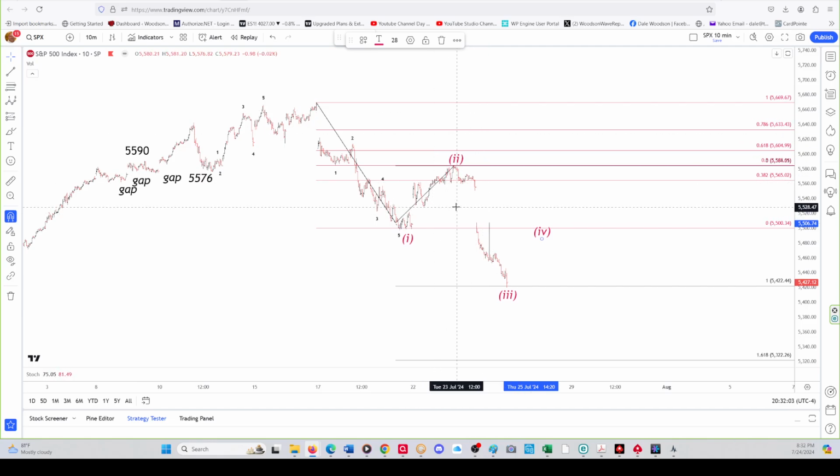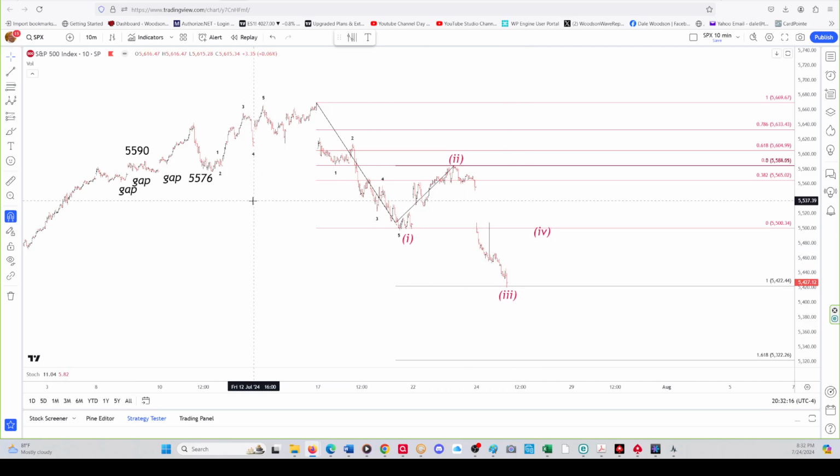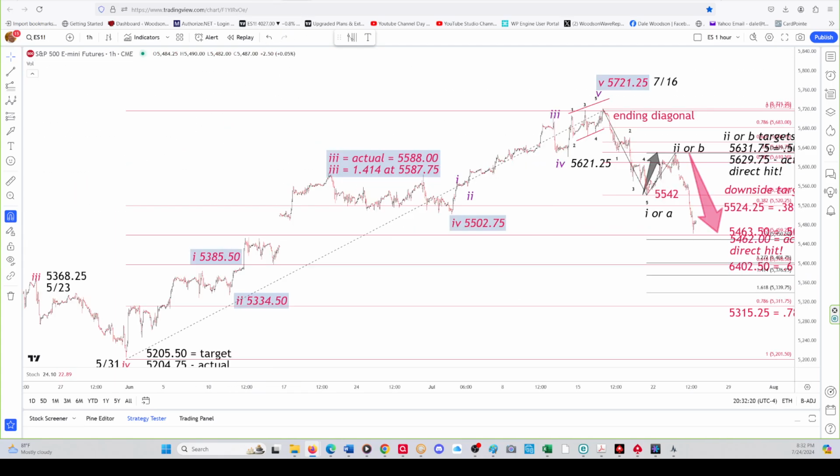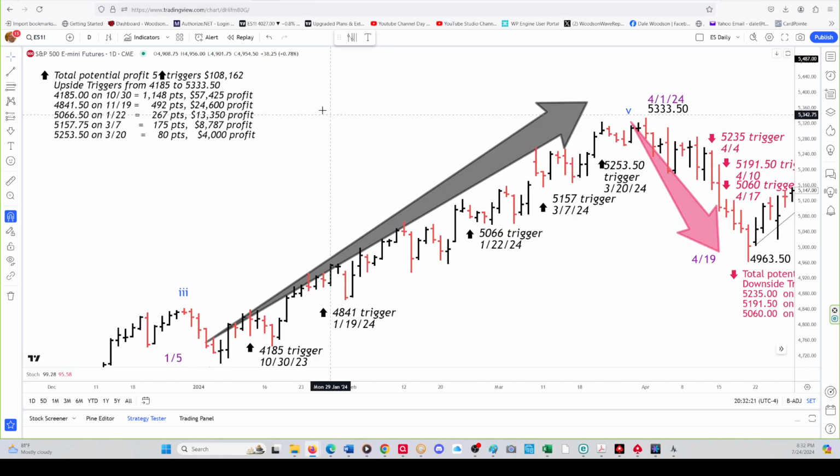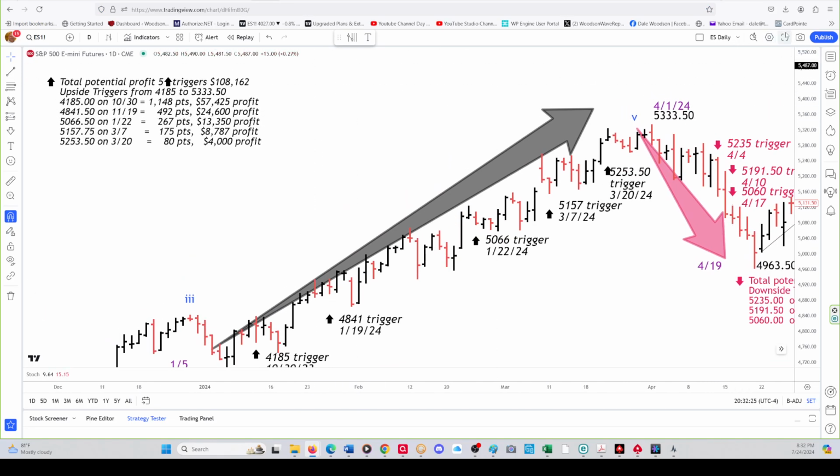That works on this 10-minute chart. It works on an hour, on a minute, on a daily, it works on all of them, because these are all fractals of each other. So we'll see where that goes. I wanted to point that out to you guys. Let's get into the ES, because there's a lot going on there. I think I may show you this Triggers and Targets now, which I promised you.